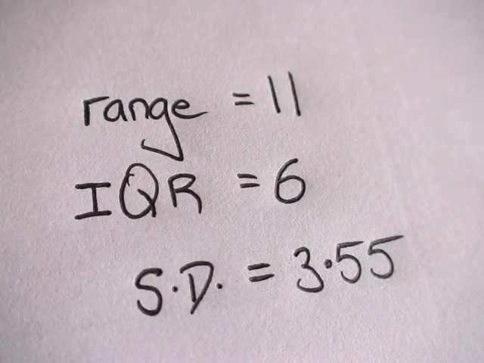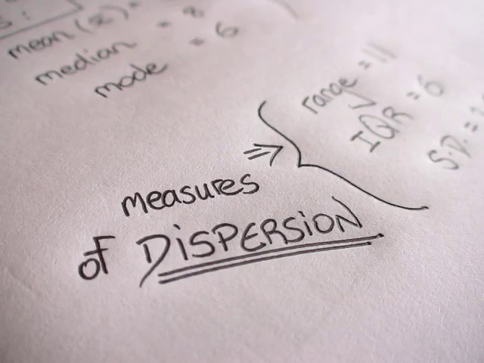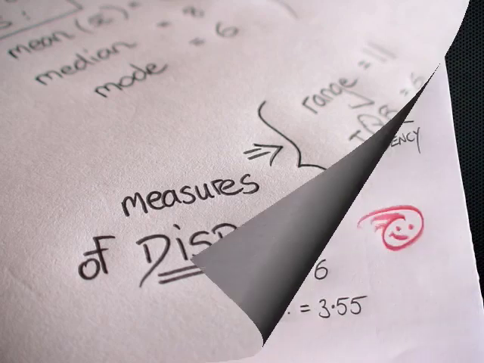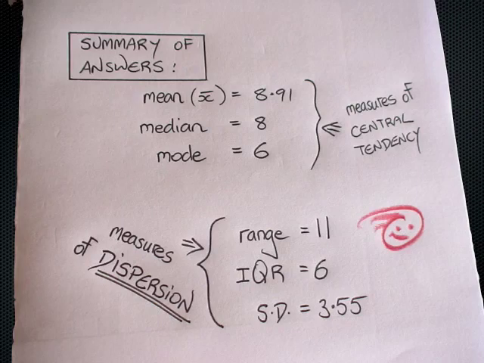The next 3 statistics, the range, IQR, and the standard deviation, are all measures of dispersion. They tell you something about how far spread out a set of scores happens to be. And there we have it, our summary and the end of the question.